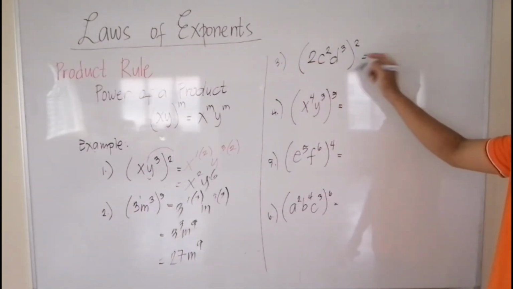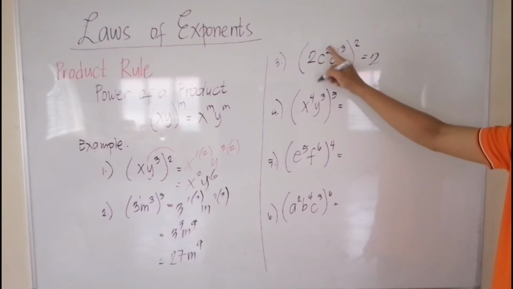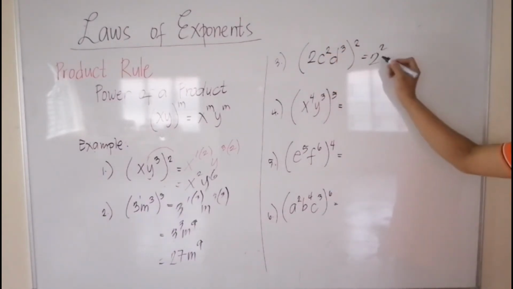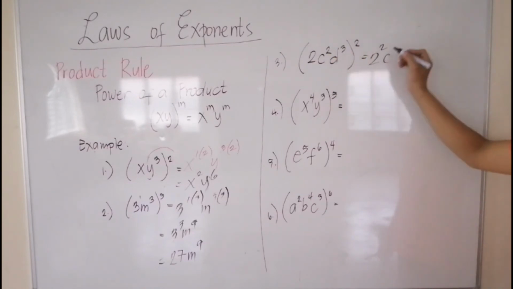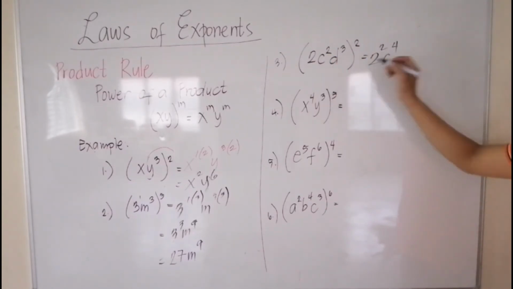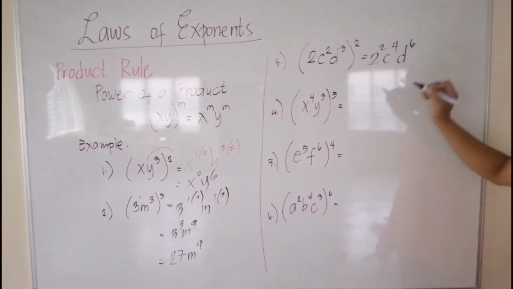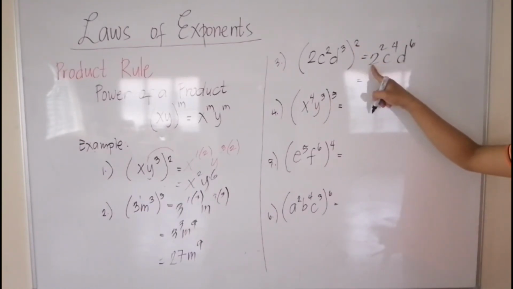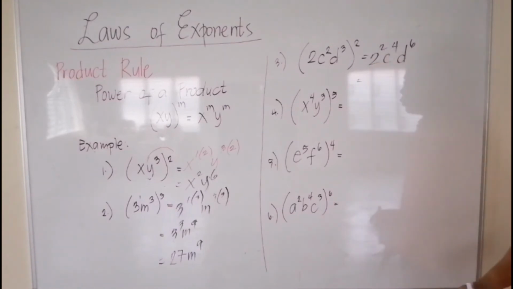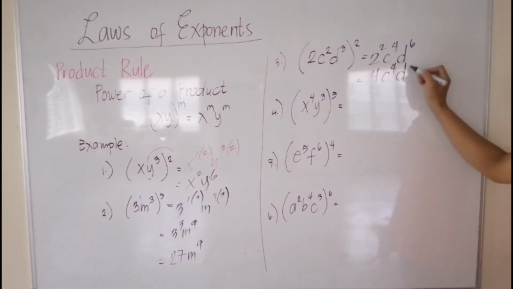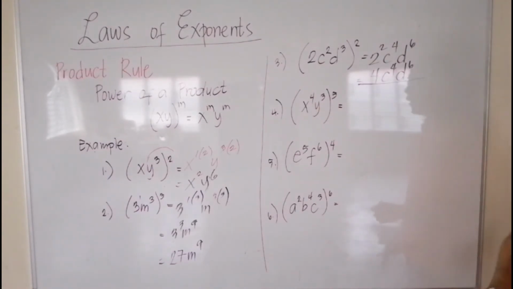Example number 3. So same. So ito, we have 2. 1 times 2, we have 2. Ito naman, how about the C? 2 times 2, we have 4. Yung D, so 3 times 2, meron tayong 6. Since ang constant natin may exponent, so simplify natin yan. 2 times 2, we have 4. C raised to 4, then D raised to 6. Ito po yung final answer natin.